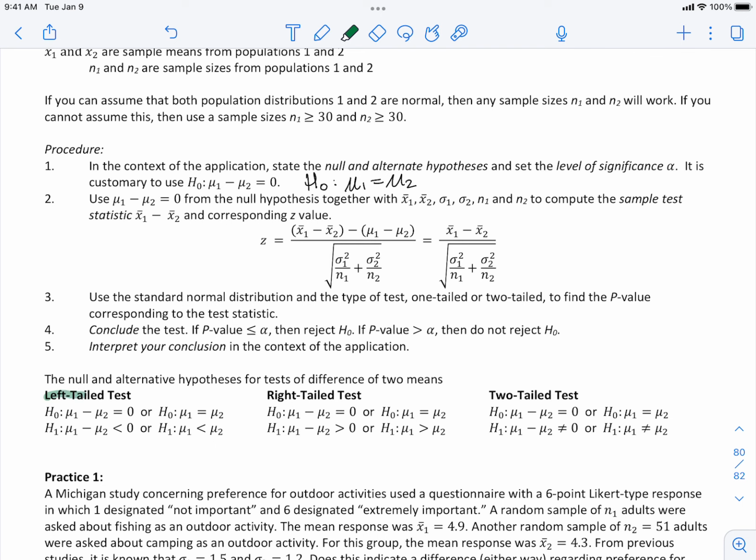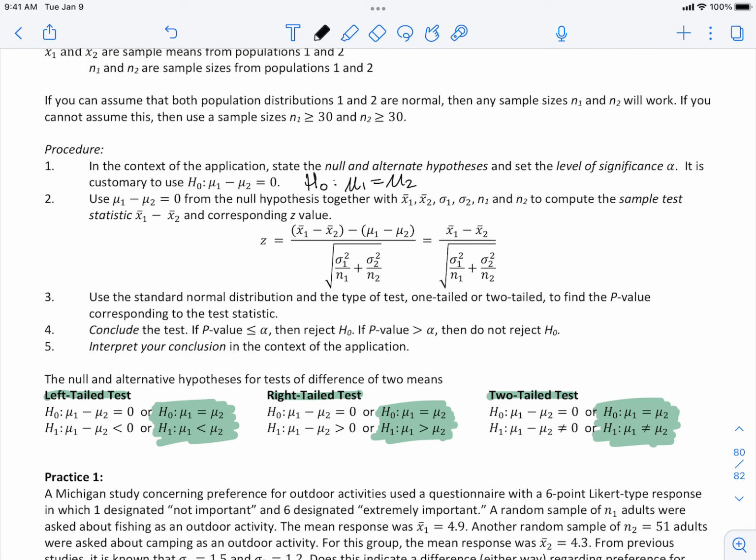So you can see down below the left-tailed test, our null hypothesis is mu1 is equal to mu2, and our alternate hypothesis is going to be mu1 is less than mu2. For a right-tailed test, null hypothesis is the same, mu1 equals mu2. Alternate hypothesis is mu1 is greater than mu2. And then for a two-tailed test, again, the null hypothesis is still mu1 is equal to mu2, but this time our alternate hypothesis is mu1 is not equal to mu2.